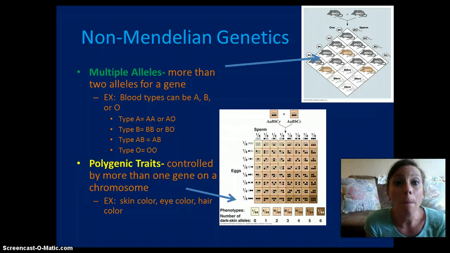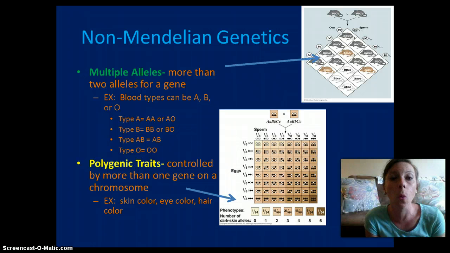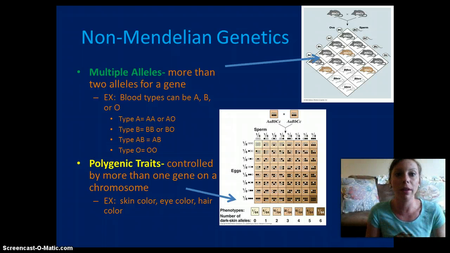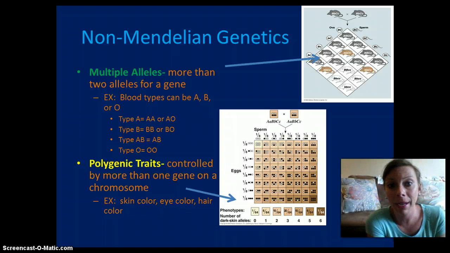Continued, we have multiple alleles, and this would be more than 2 alleles for one gene. All of them will have 2. So this is when we have more than 2 alleles for a gene.